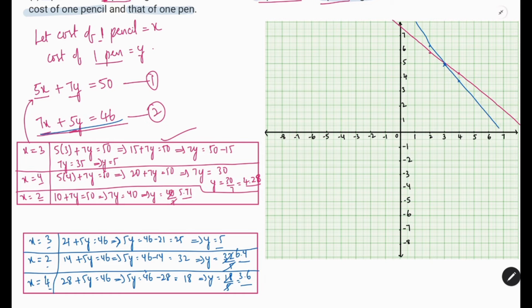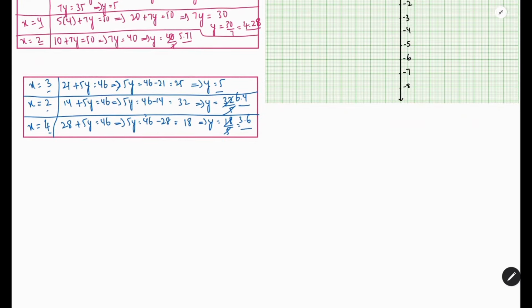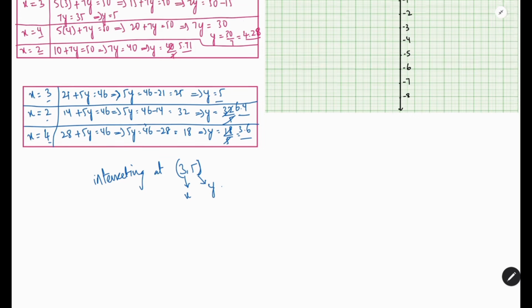Now here the two lines are intersecting and so it has a unique solution. These two are intersecting at the point 3, 5. Here 3 represents the x-axis and 5 represents the y-axis.